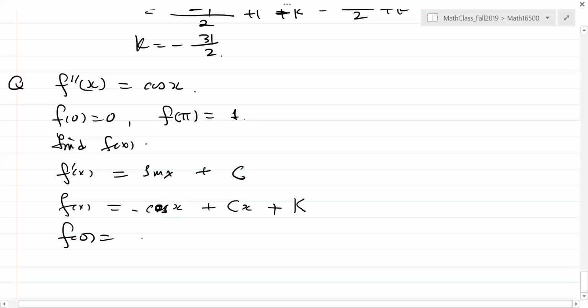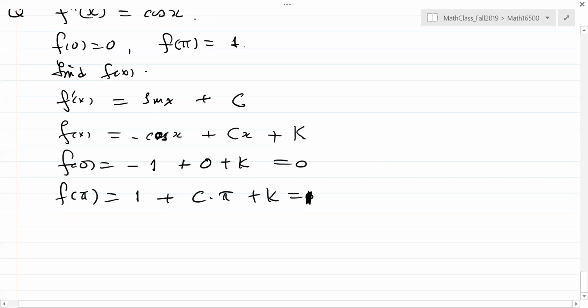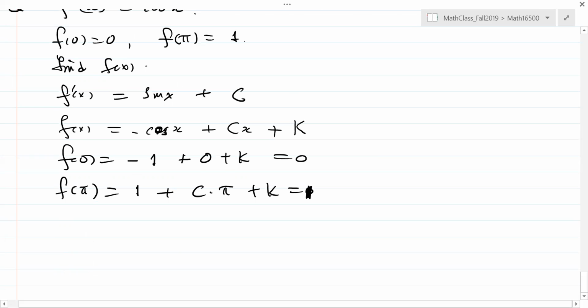So f of 0 is going to be negative 1 plus 0 plus k, which is 0, right? And f of pi, cosine pi is negative, so it's positive, right? And plus c times pi plus k equals 1. So from here, we already get k equals 1. Then from here, k is 1, and so c is going to be negative 1 over pi.